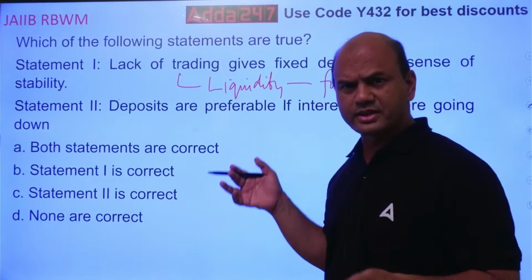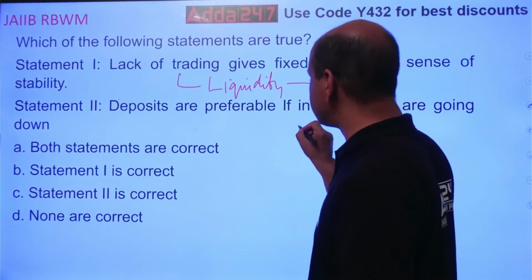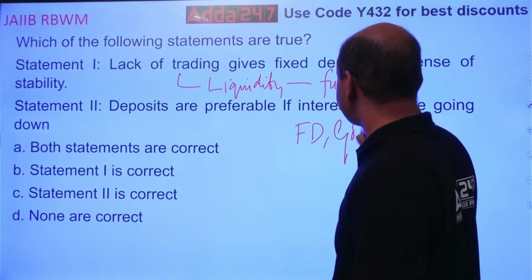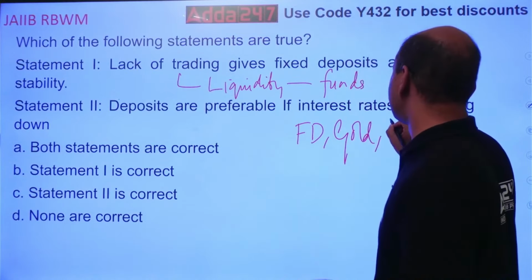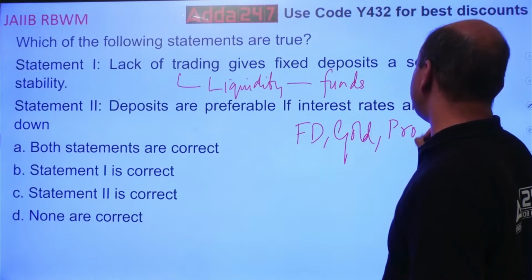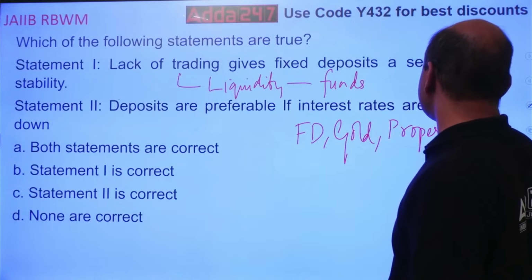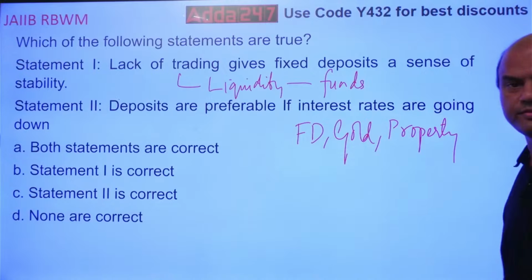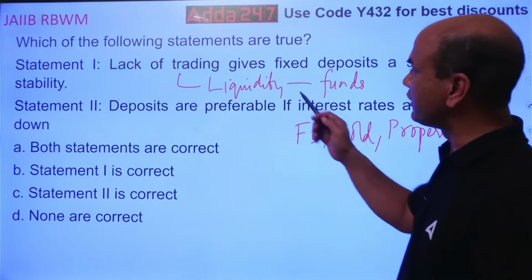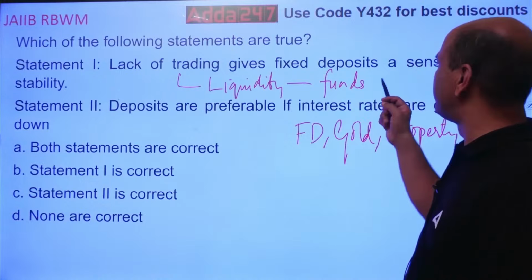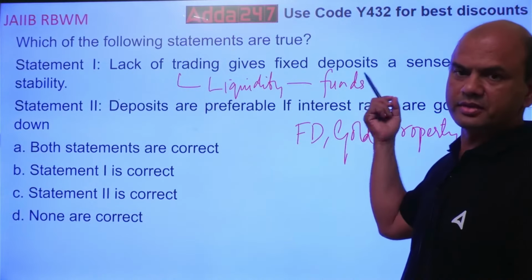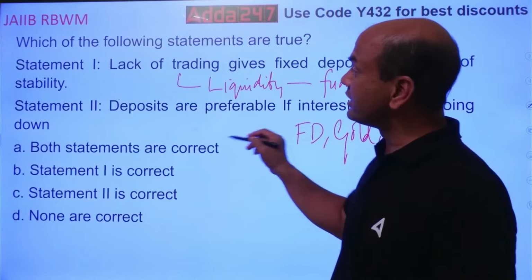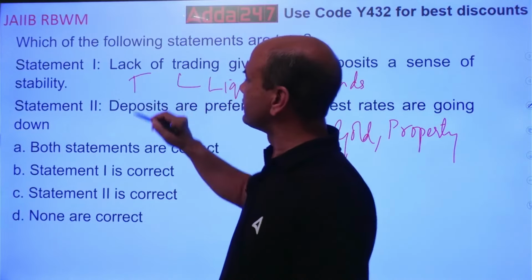It's not only FD, there are various other avenues. FD generally I'll tell you, FD, gold and property. Property, okay, means land, building, anything. So these are known as stable avenues. So lack of trading gives rise to more investments in FDs. So statement 1 seems to be true. So this is true. What about statement 2?